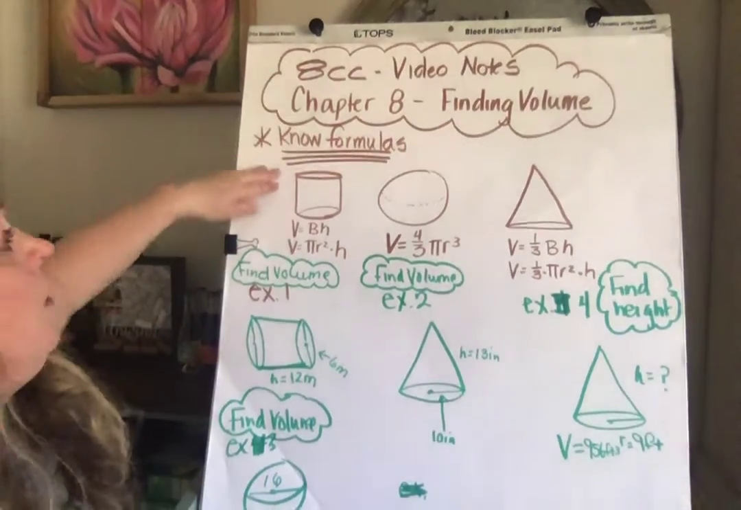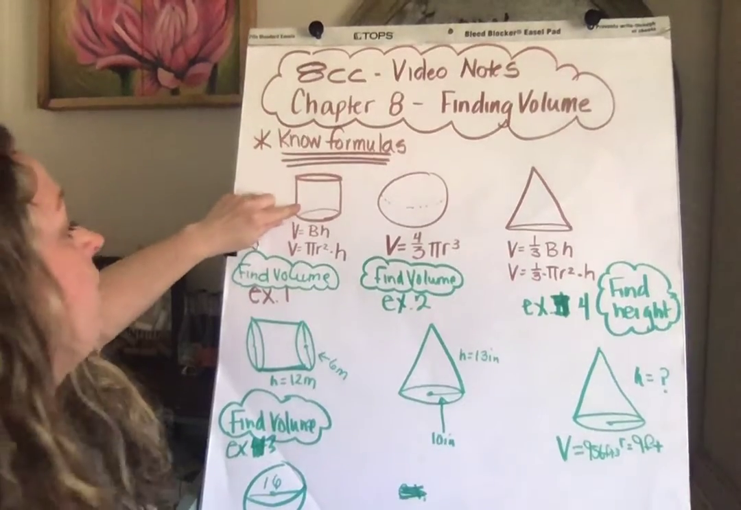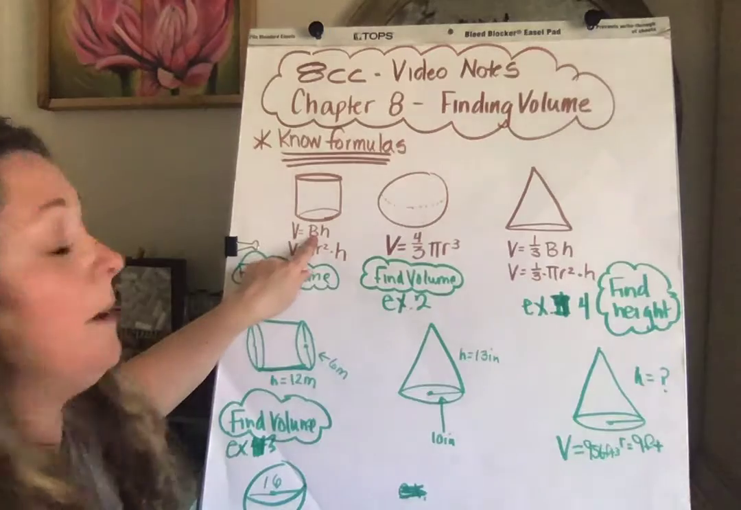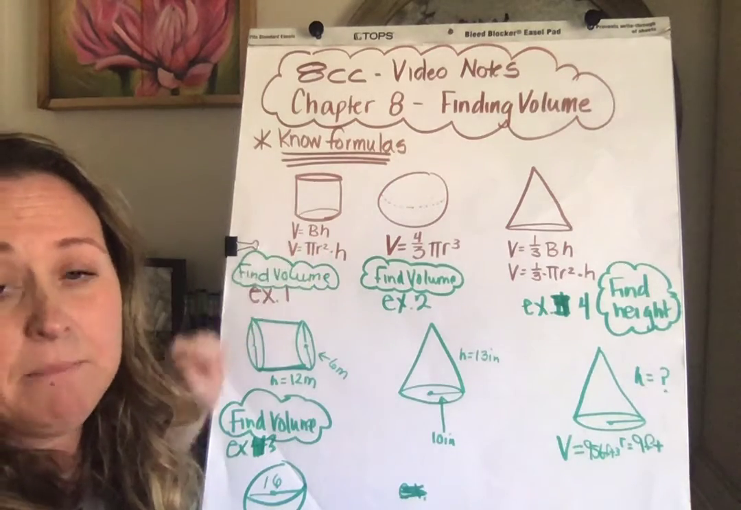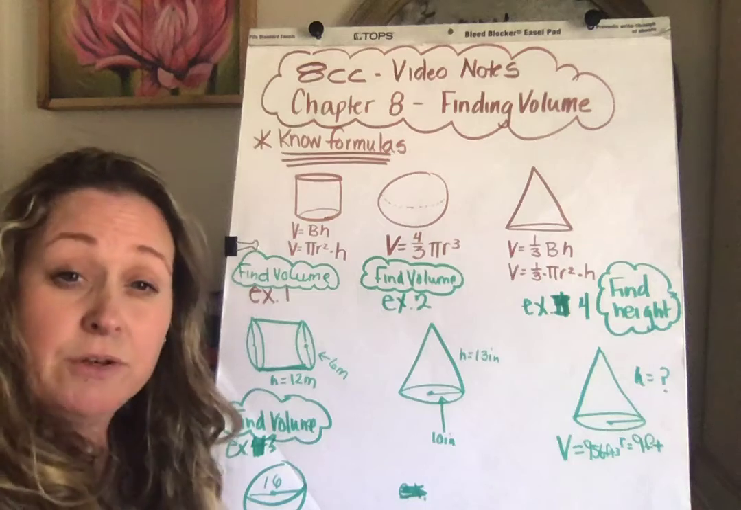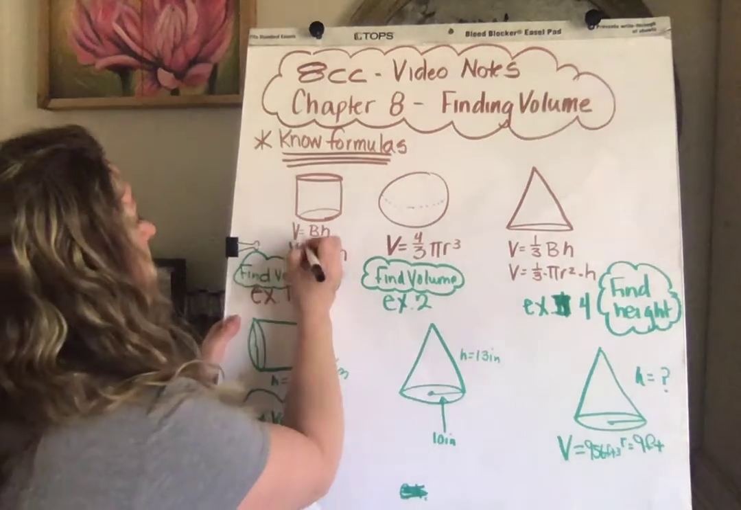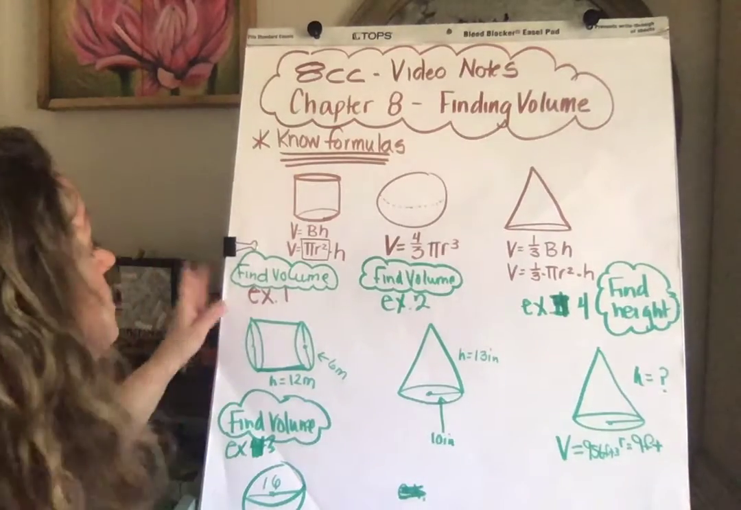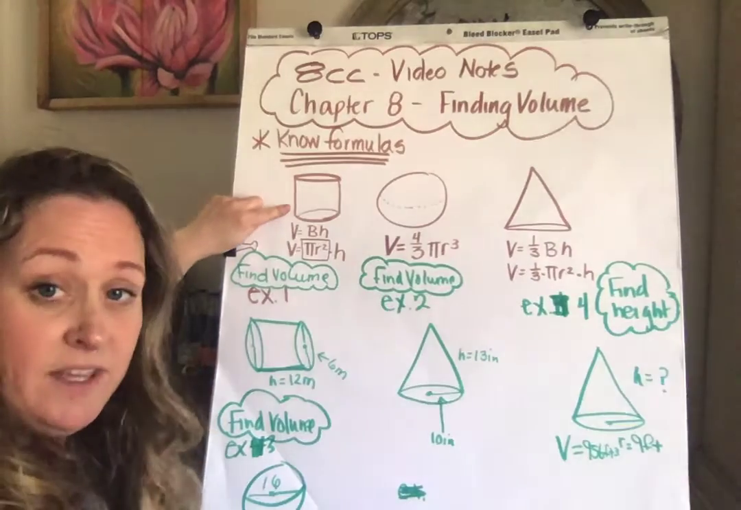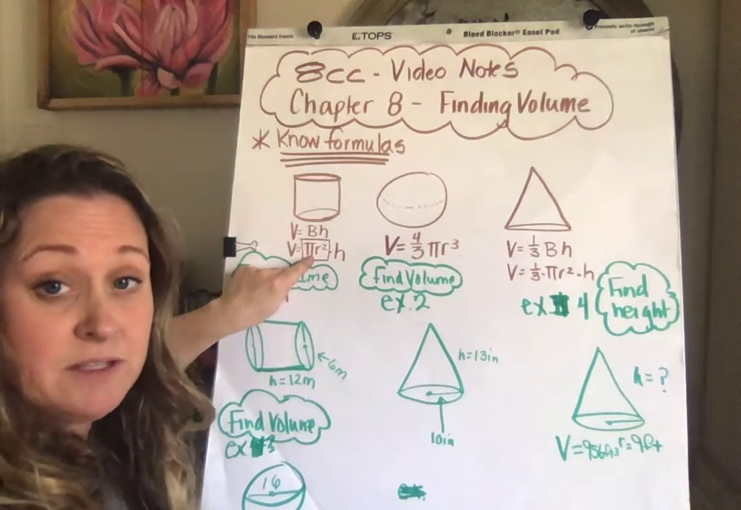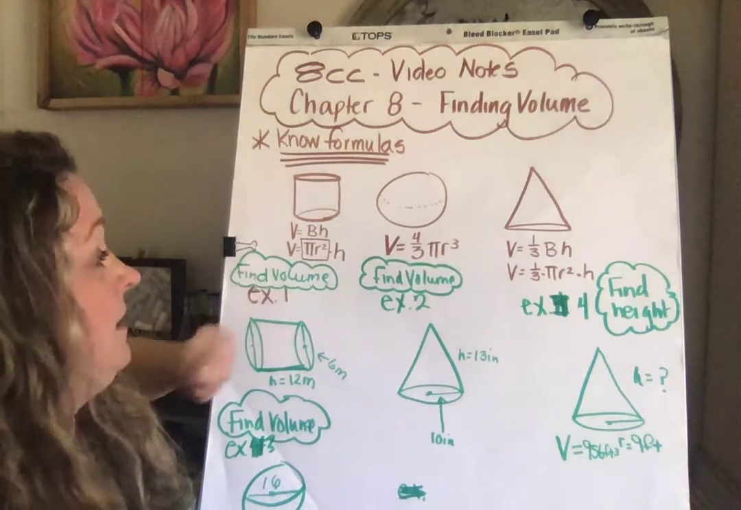So, the formula for volume of a cylinder is volume equals big B times height. That big B represents the area of the base of the cylinder. The base of all cylinders are circles. So this part right here, pi r squared, is the area of a circle. So when finding the volume of a cylinder, you're going to multiply pi r squared, the area of the base, which is a circle, times the height.